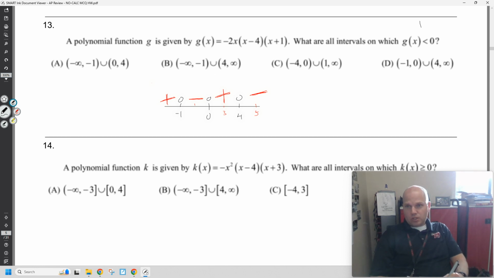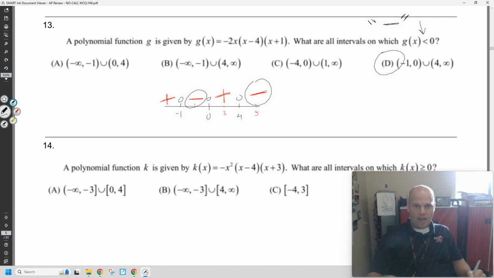Be careful, make sure you see whether it's less than or equal to. This is just less than. What are values that are less than 0? Negative values are what we're looking for. Here are my negative values, here are my negative values. So between -1 and 0, and then after 4.